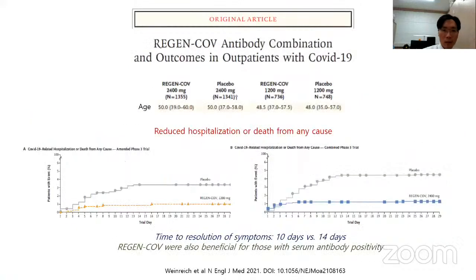However, a phase 3 study using the combination treatment was also released. Although there was an amendment in the study design during the study period, as you can see, they found reduced hospitalization or death rates from any cause in both the amended cohort and the combined cohort. The combination treatment also reduced the time to resolution of symptoms.